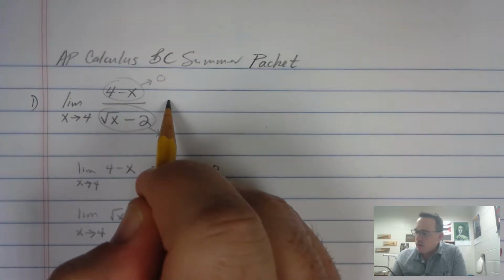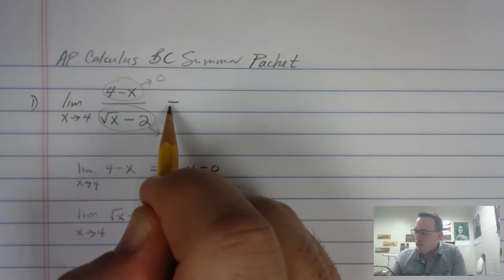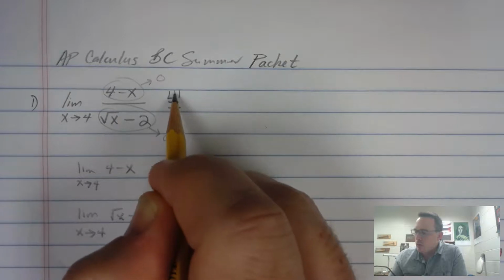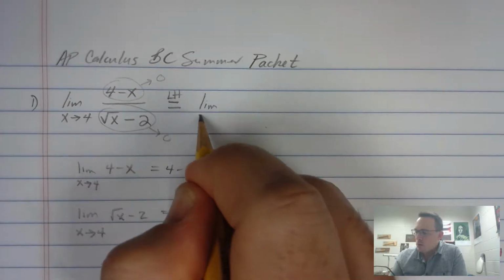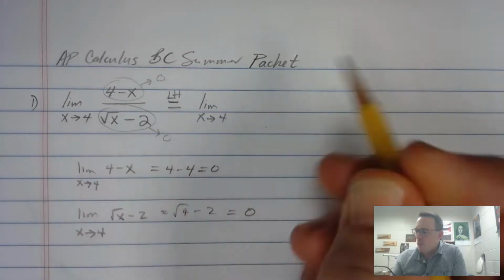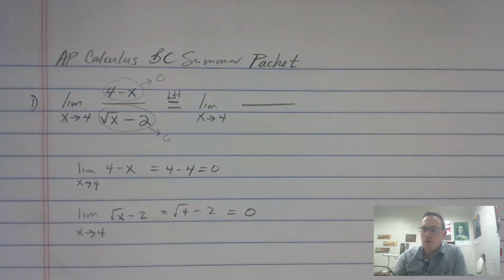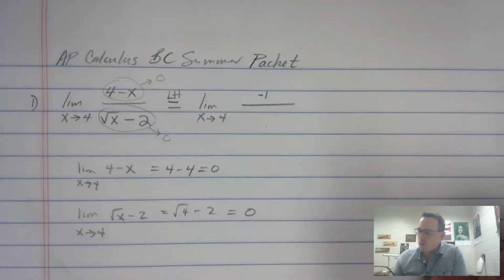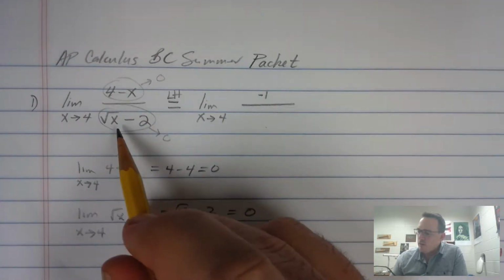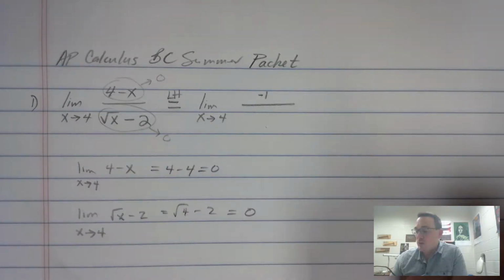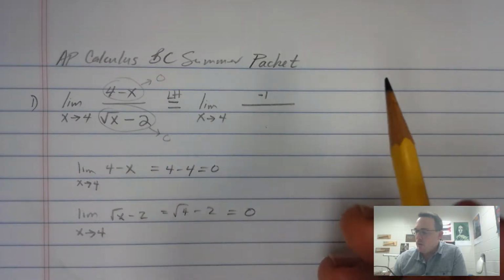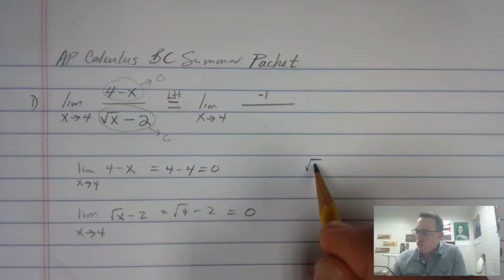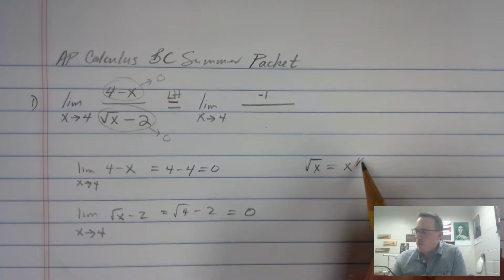So that means because we have an indeterminate form of 0 over 0, we're going to use L'Hopital's rule. So we're still calculating the limit as x approaches 4, but I'm going to take the derivative of the numerator and the denominator separately. Of course, the derivative of 4 minus x is just going to be -1, the coefficient of x. The derivative of the square root of x minus 2, well, that's just going to be the derivative of root x. Well, if you remember, root x is x to the 1/2.